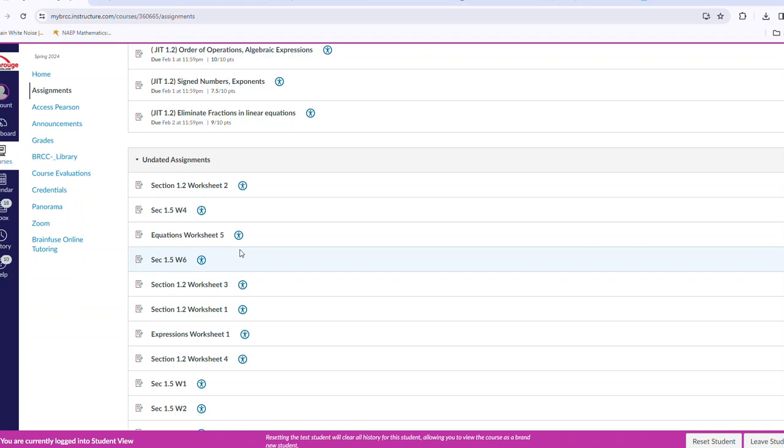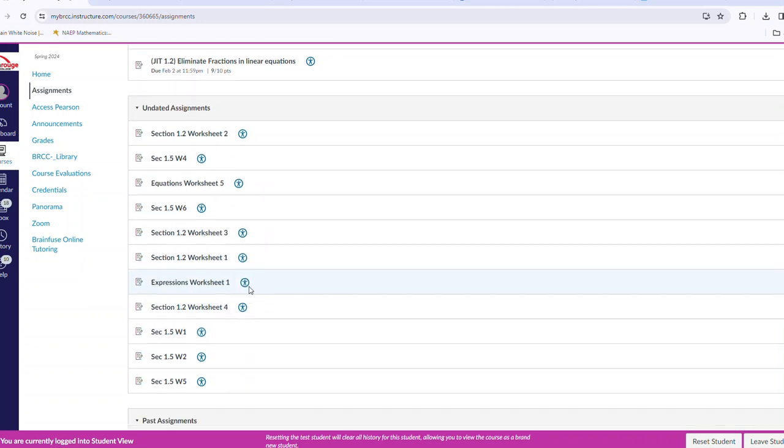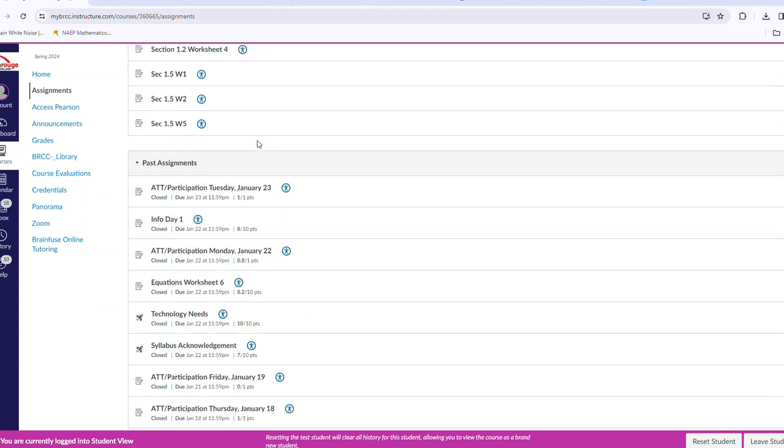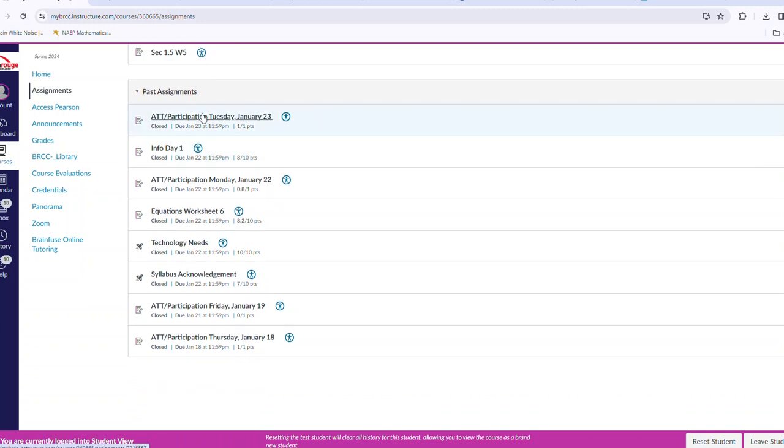So these are non-graded worksheets. That's what these are. You see equations worksheet 5? That's a non-graded worksheet. It's not to be graded. It doesn't have a due date because you're not to be turning it in, but you are to be working on those because those are on your test and final exam. All right, and then your past assignments. So these are all the assignments that are past due, so they're done.